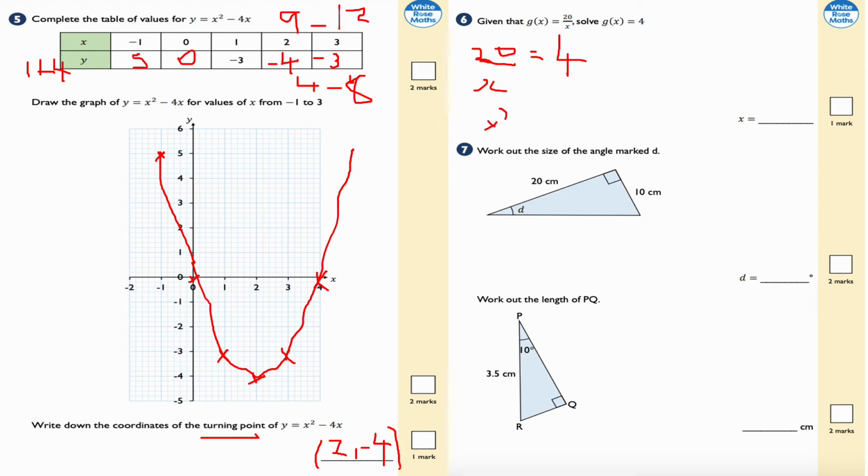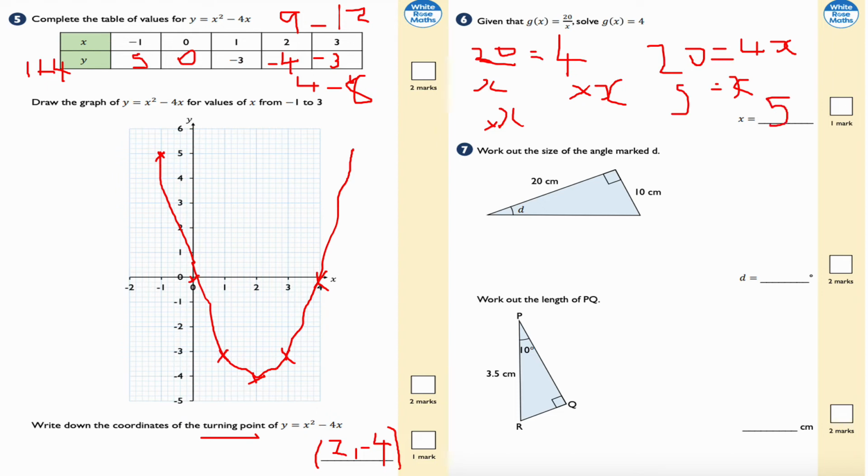So if I times both sides by x, so there's no x on the denominator, I get 20 is equal to 4x. Dividing both sides by 4, we get that x is equal to 5, because 4x means 4 times x. So x is equal to 5.